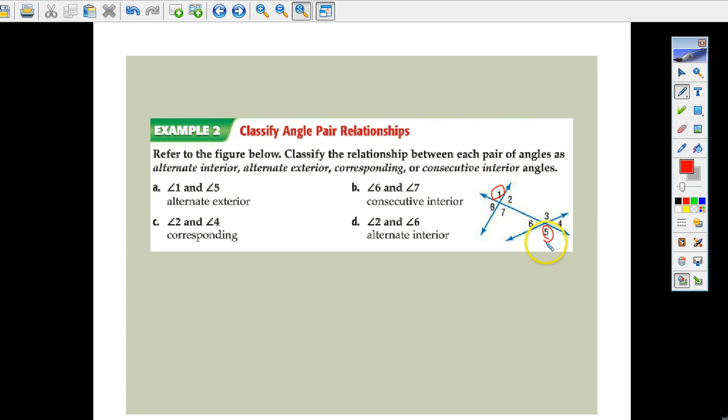Angle 6 and 7, right here, they're consecutive interior. They're inside and they're right next to each other. Angle 2 and 4, you look at this as top right and top right, they're corresponding. Angle 2 and 6, they're inside and they're alternating, so 2 and 6 are alternate interior.